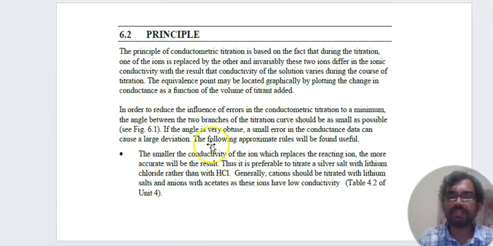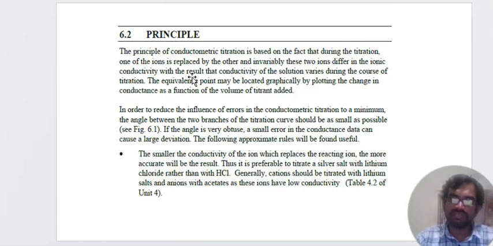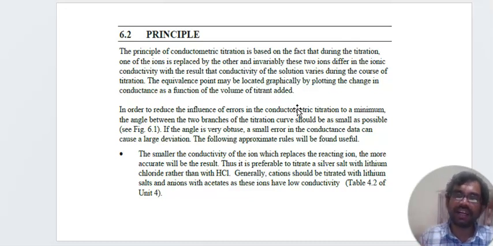Then you can see the principle. What is the principle of conductometric titration? So this is very important. The principle of conductometric titration is based on the fact that during the titration one of the ions is replaced by the other. These two ions differ in ionic conductivity, with the result that the conductivity of the solution varies during the course of the titration.